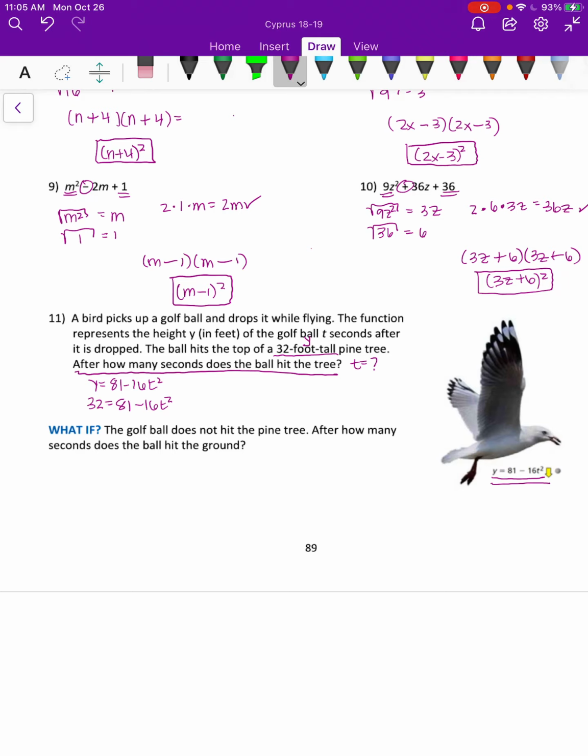So in order to figure out what t is, I want one side of this to equal 0. That's how I can solve for my variable, is by setting this equal to 0. So I need to subtract 32 from both sides. I'm going to make that side equal 0. So I end up with 0 equals 49 minus 16t squared, because 81 minus 32 is 49.